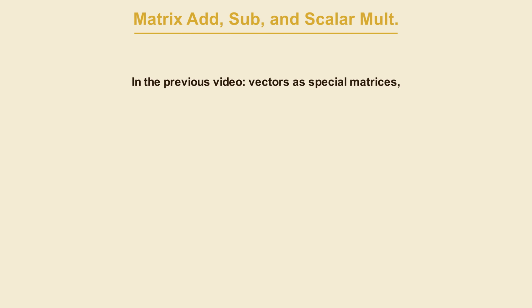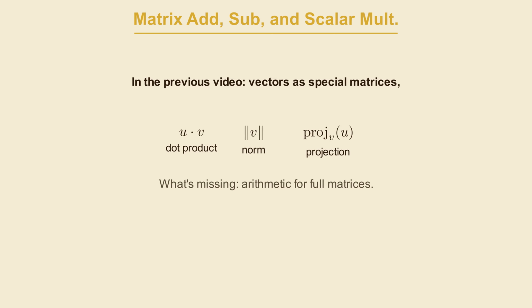In the previous video, we worked through vectors as a special case of matrices, along with three operations on them: the dot product, the norm, and projection. So we have the language of a single row and single column matrix, plus the operations that connect them. What's missing now is the basic arithmetic for full matrices.